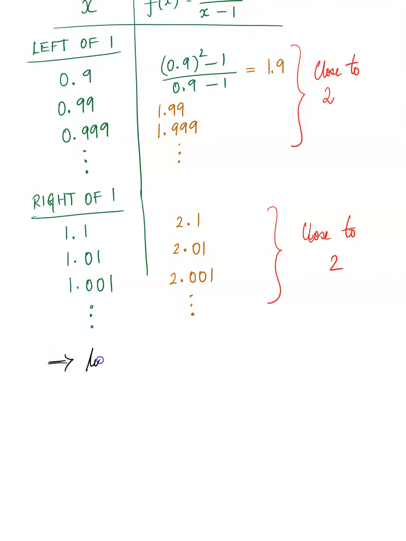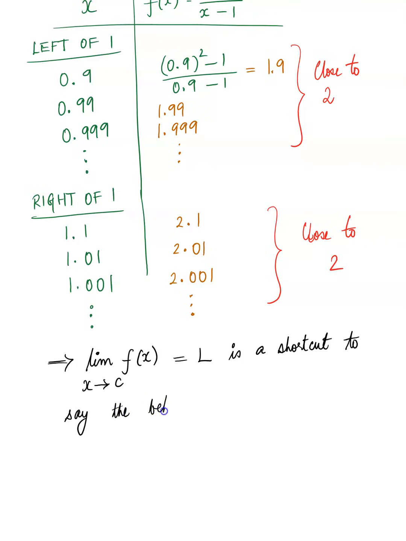This implies lim, for limit, of the function, limit of f of x, and below that we show it like this: x approaches c. So the limit of the function as x approaches c equals L. That's the limiting value. It's a shortcut to say the behavior of the function near x equals c is L. This is a general version.